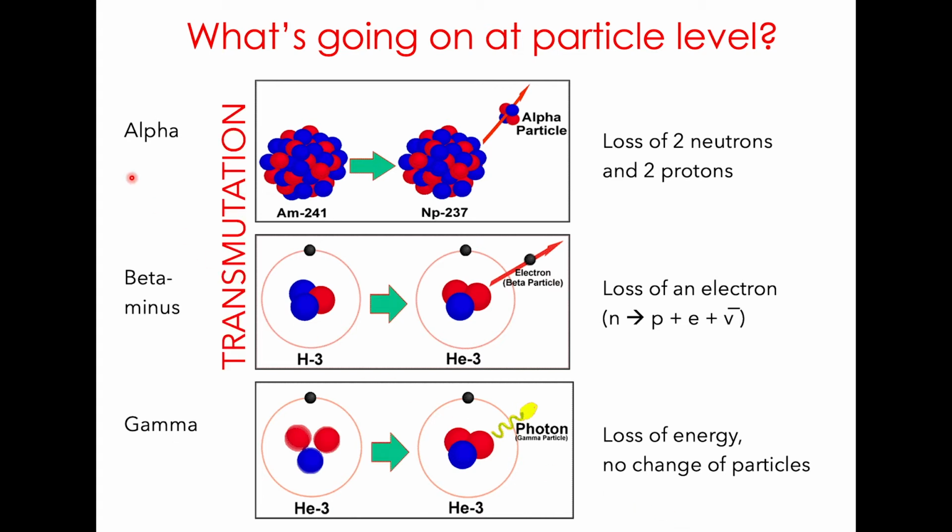So alpha and beta decay both involve emitting particles, and the resulting daughter nucleus is now a different element. This is called transmutation.